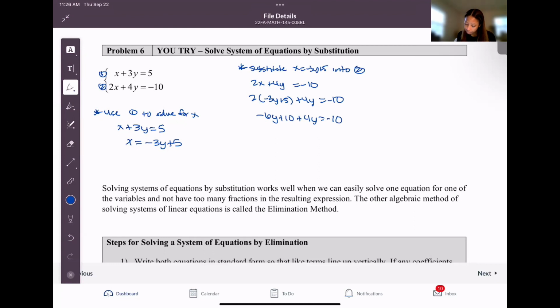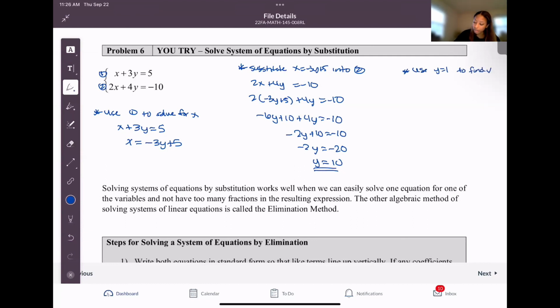Then, let's see, we have negative 6y plus 4y, so that's negative 2y plus 10 equals negative 10. Subtracting 10 from both sides gives us negative 10y equals negative 20. And then dividing by 2, y equals 10. And then we're going to use y equals 10 to find x.